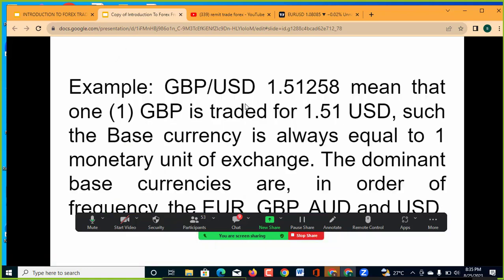For example, like I said earlier, GBP USD 1.51258 means that 1 GBP is traded for 1.51, abbreviated or approximated, US dollars. The base currency is always equal to one monetary unit of the exchange. The reason why you need to pay attention to this is so that you don't make mistakes when you are trading or when your broker does conversion for you and maybe you don't understand. That is the reason why you need a fundamental basics of how this market really works.